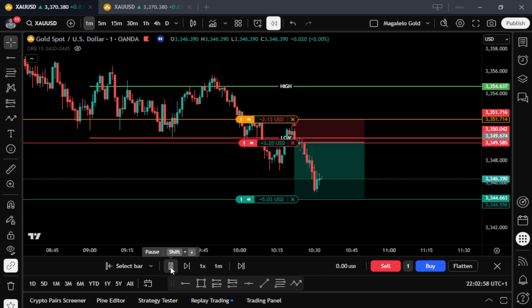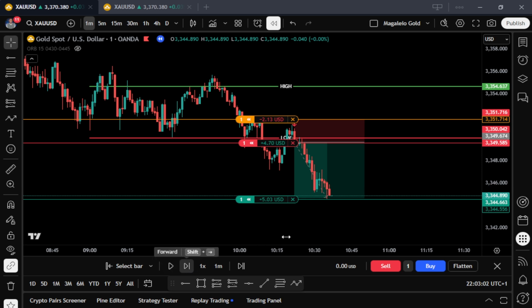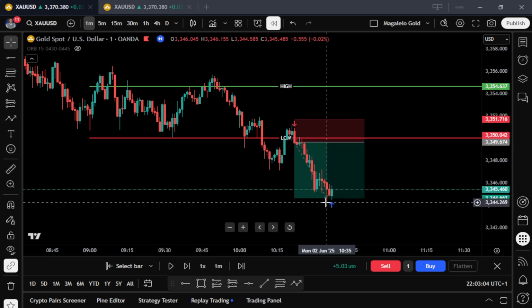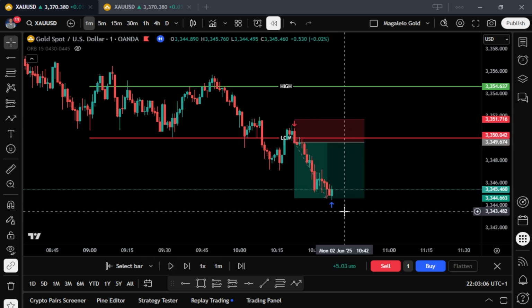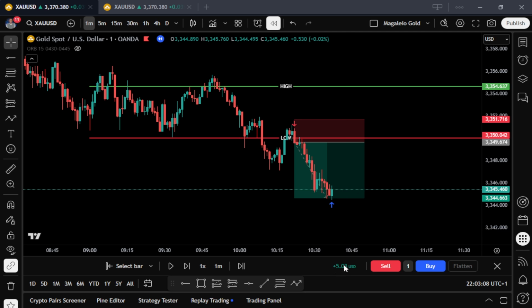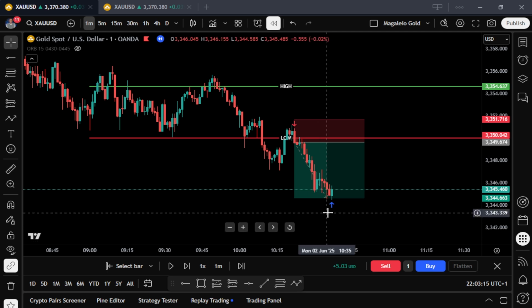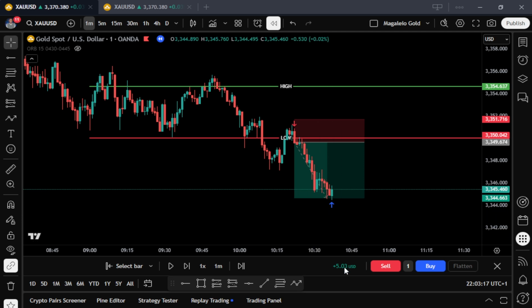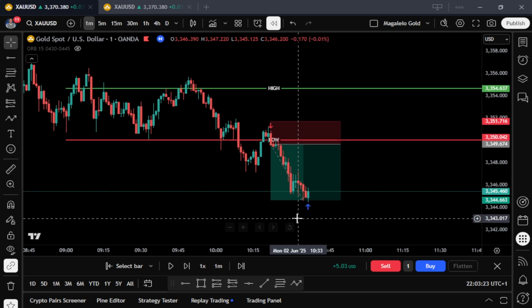It's moving good, guys. We're almost at profits. Boop. We've hit our target, guys. We've hit our targets, plus 5.03. So what it means is, for every $2 I'm risking, I'm making $5, guys.